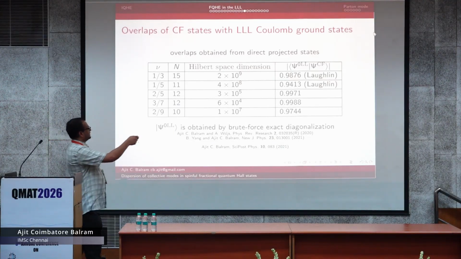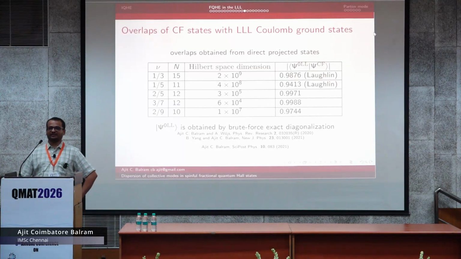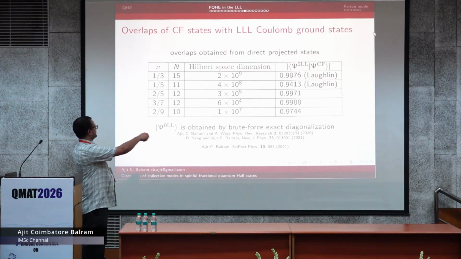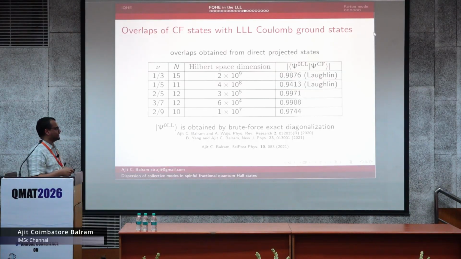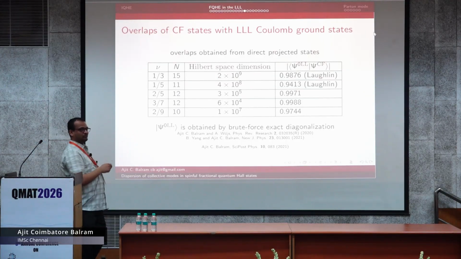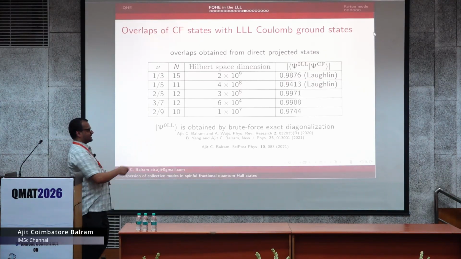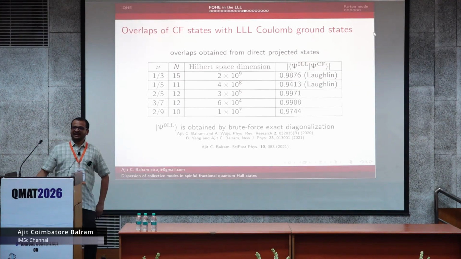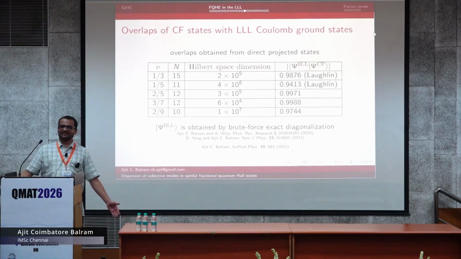We compute the overlap of the composite fermion state with the brute force exact projected lowest Landau level Coulomb ground state. The numbers that you find are really high. For example, for filling factor 1/3, you can do this computation for about 15 particles, which has a Hilbert space of about 2 billion. The overlap of the Laughlin state with the exact Coulomb ground state is like 99%. If you pick up a random state of this Hilbert space dimension and take its overlap with the Coulomb ground state, it will essentially get 0.